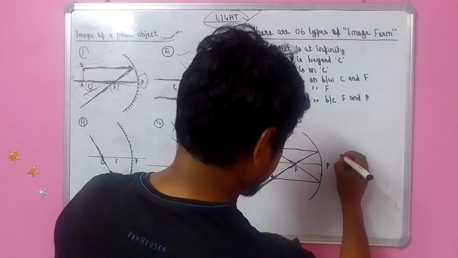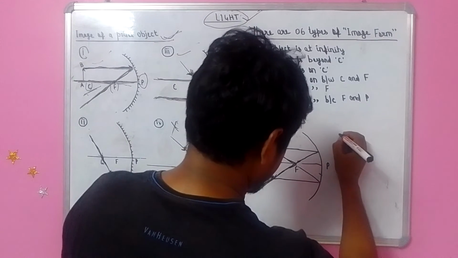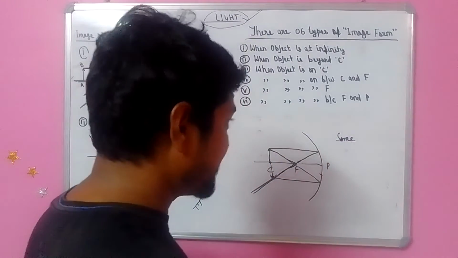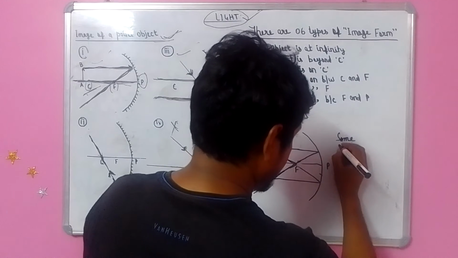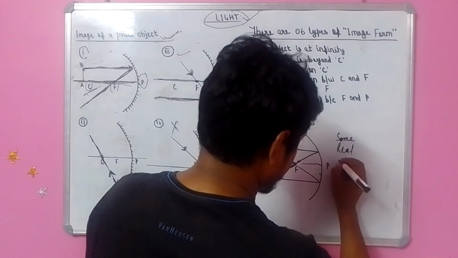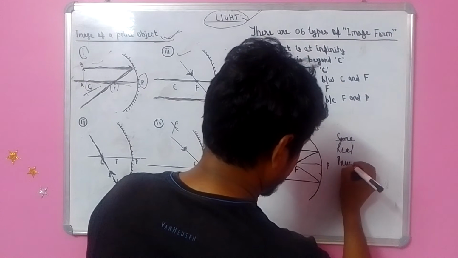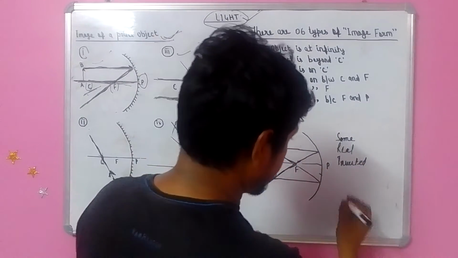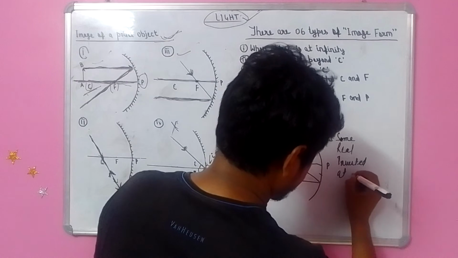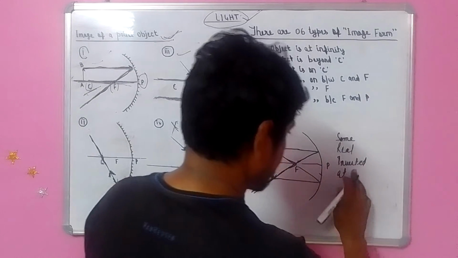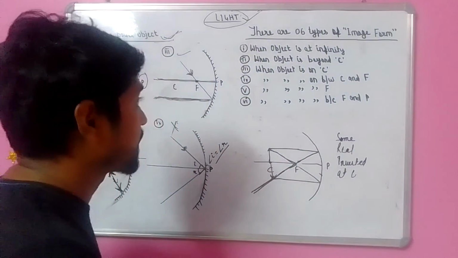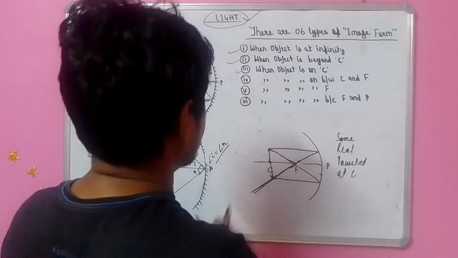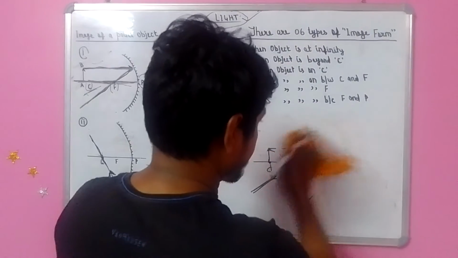The same image will be formed. The size will not change. It will be real and inverted. And where does it form? At the center of curvature. So the third point is clear. Next we will see the fourth one.